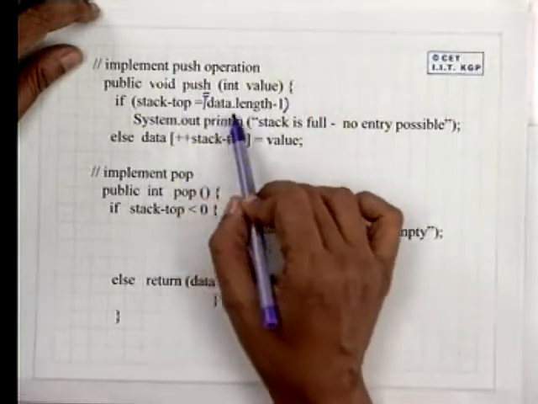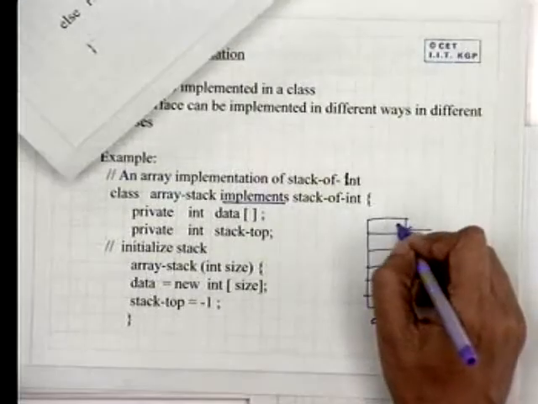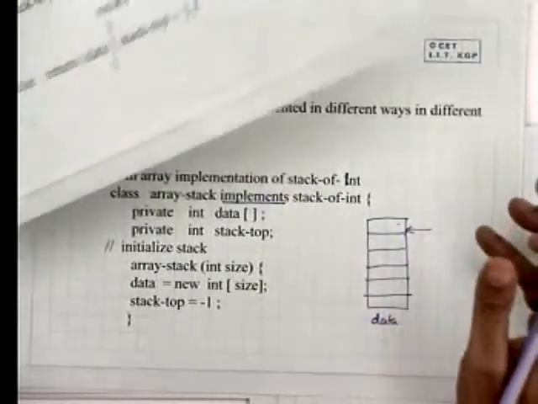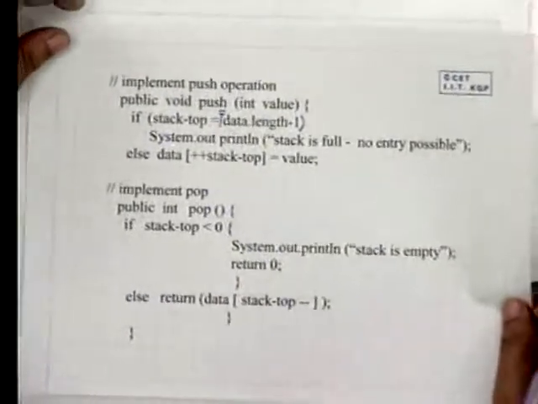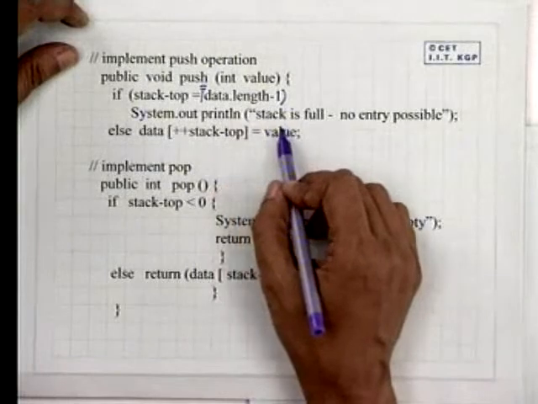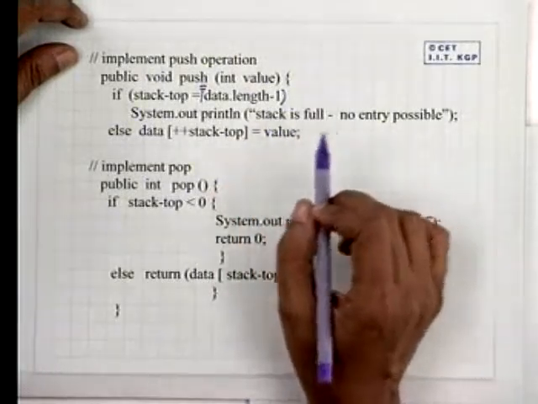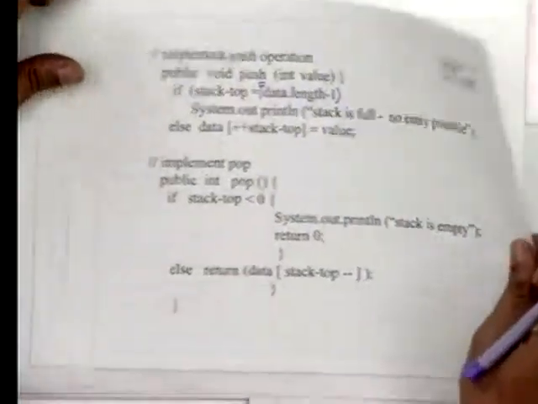So if the stack top is equal to the topmost element, it has reached the topmost element, then nothing can be pushed into the stack currently. So the system will print the stack is full, no entry possible. Else, first of all, increment the stack top.